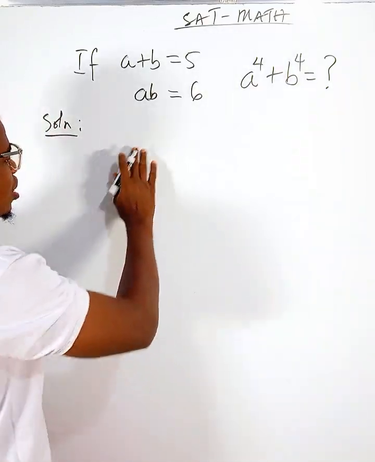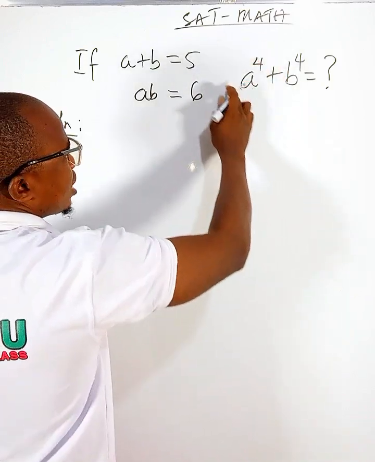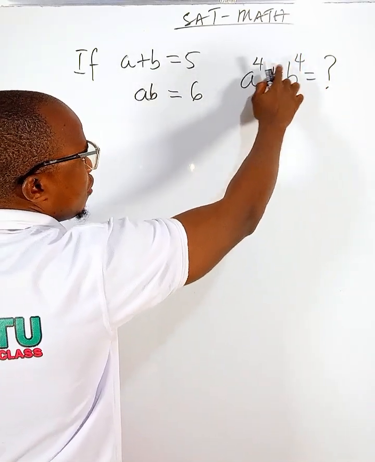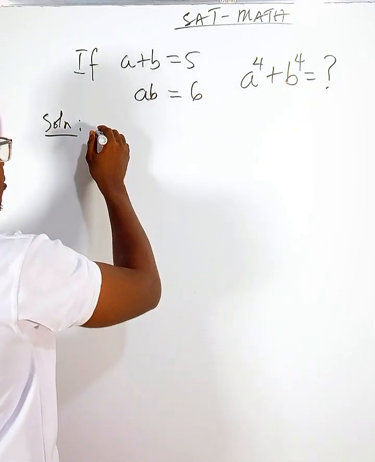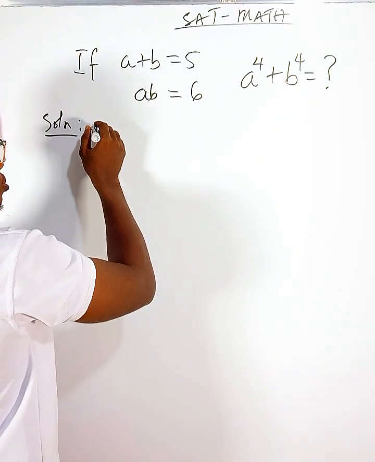Now, solution. I want you to know that anytime you are given something like this, you see this is having power 4, this is having power 4. So we are going to get this from this identity. You have to take note of that.